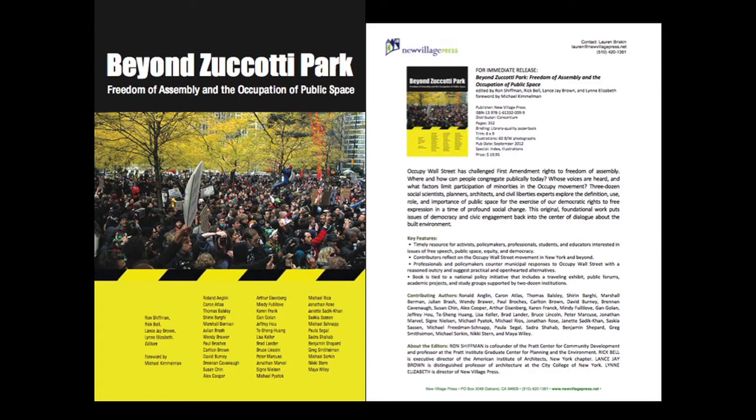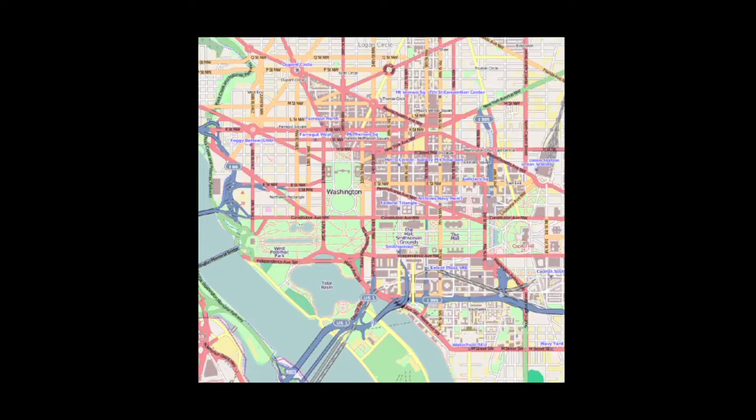With that, I hope that you can all get a look at this book one of these days, and as I promised, I'm going to leave a map of Washington as a legacy for us to discuss. Thank you.